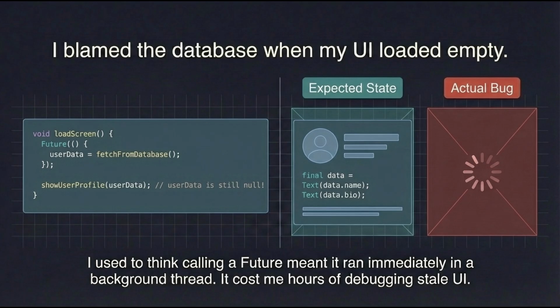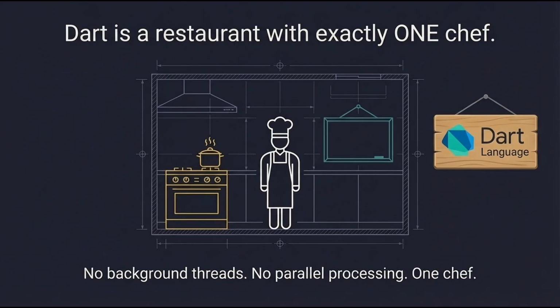Now you might be thinking, just use await. And yes, that's part of the answer. But back then, I didn't even realize I needed to, because I thought wrapping something in a future meant it runs immediately in the background. Think of Dart like a restaurant with exactly one chef. No background threads, no parallel processing, just one chef handling everything, one task at a time. That chef is the event loop.